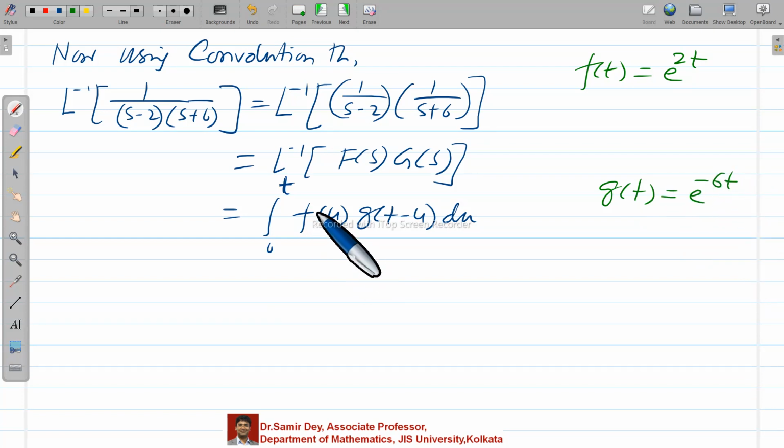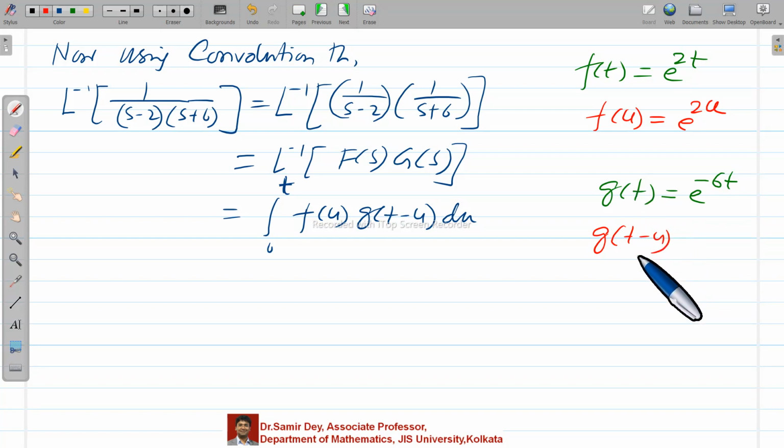Clear? Now what is our requirement? Our requirement is f(u), that means t should be replaced by u. So f(u) equals e to the power 2u. Now what is your g(t minus u)? Here you replace t by t minus u, so g(t minus u) equals e to the power minus 6(t minus u). Is it clear to all of you?